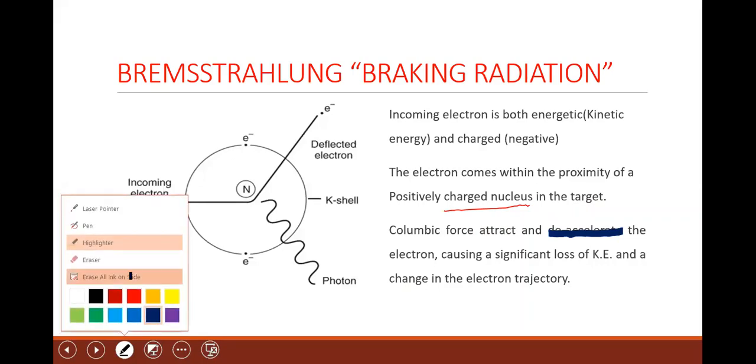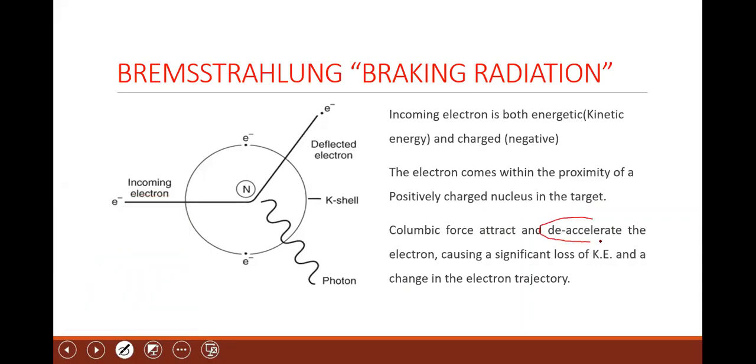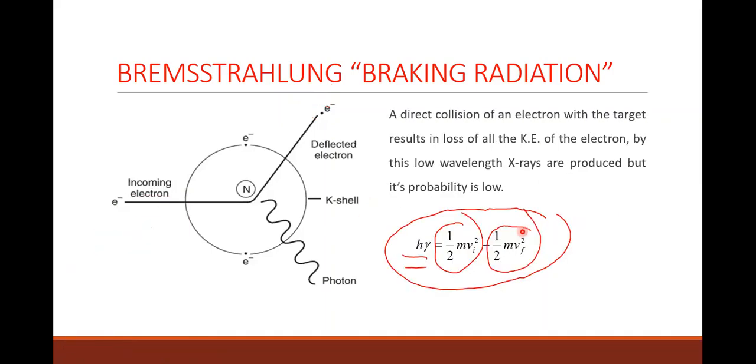This point is deceleration. Deceleration means the energy decreases. That's why I gave the example: the initial energy is 10 electron volt, this is 8 electron volt, and this difference appears as X-ray energy. The electron causes a significant loss in kinetic energy, and there is a change in the trajectory of the electron. I hope that you understood this.